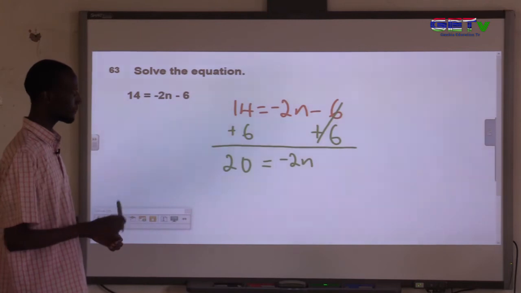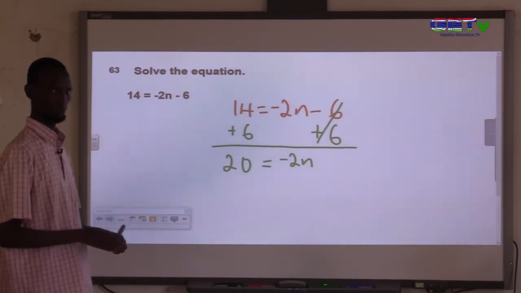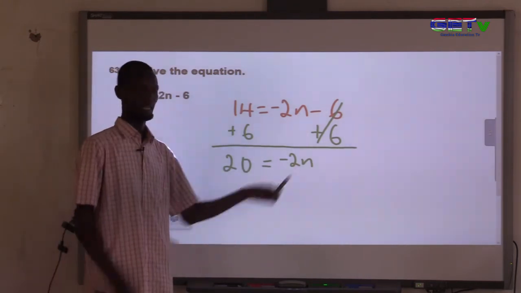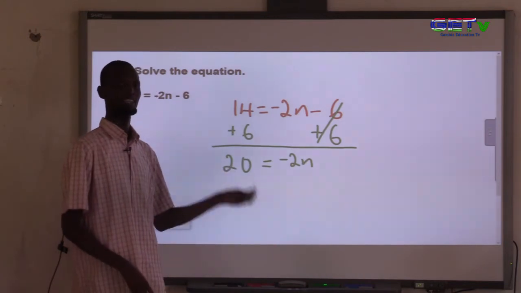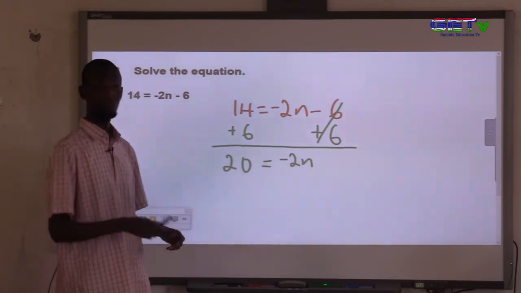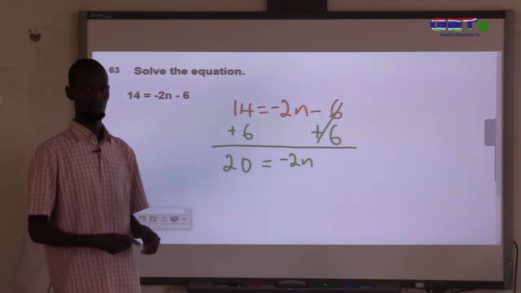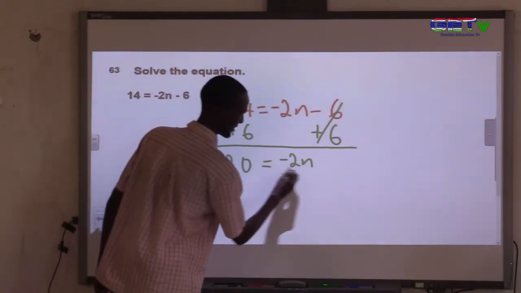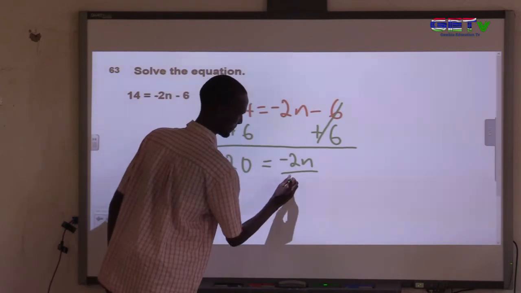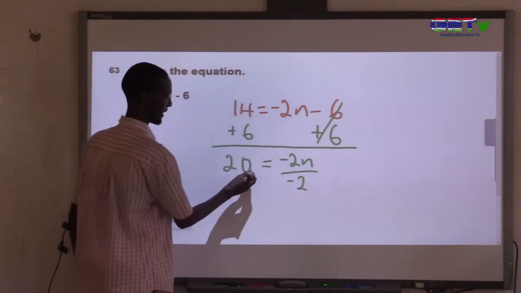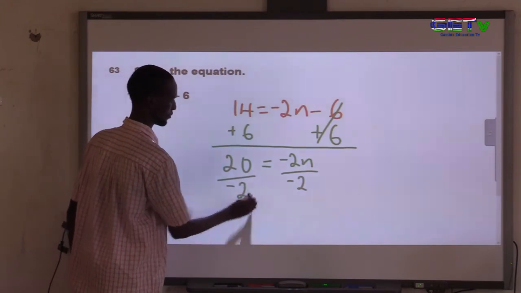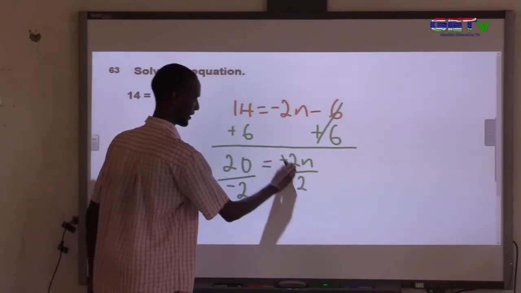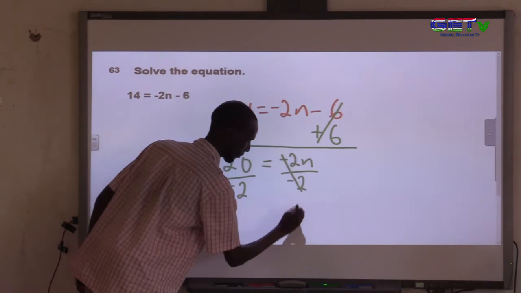Still, our variable is not all alone, because we still have negative 2n. Negative 2n is negative 2 times n. It's a multiplication which we need to undo. And to undo a multiplication, we divide. So over negative 2, divide here also by negative 2. The negative 2 will cancel out negative 2. So n is now all alone on the side.